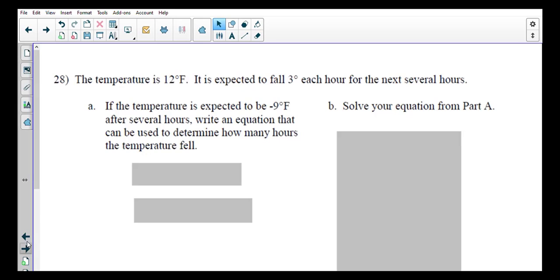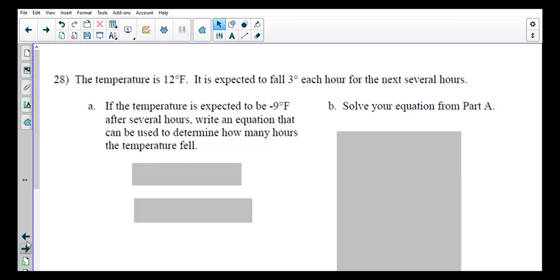All right, let's take a look at question number 28. Our last word problem before I give you one to try independently. It says the temperature is 12 degrees Fahrenheit. It is expected to fall 3 degrees each hour for the next several hours. A, if the temperature is expected to be negative 9 degrees Fahrenheit after several hours, write an equation that can be used to determine how many hours the temperature fell. B, solve your equation from part A.